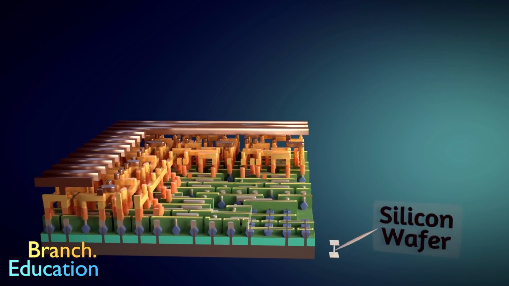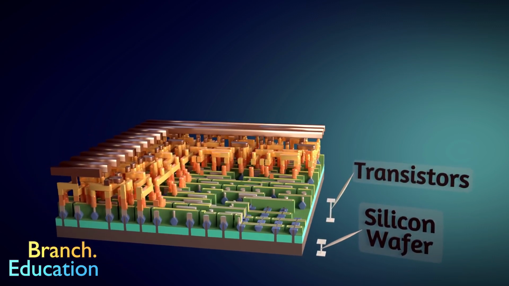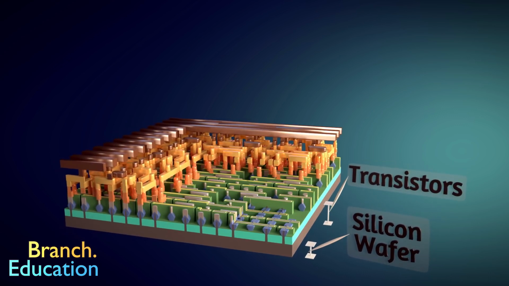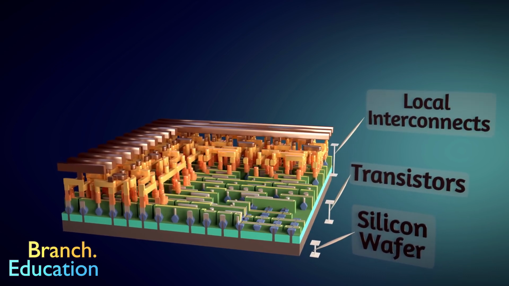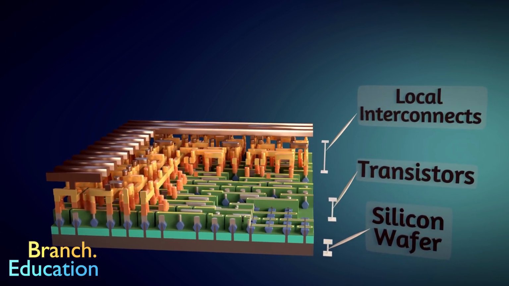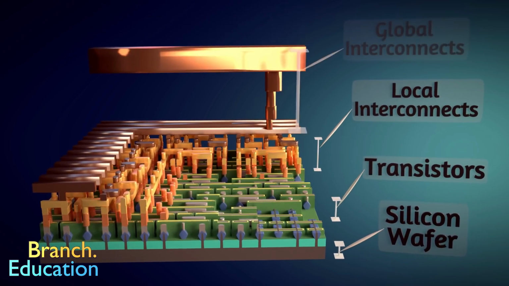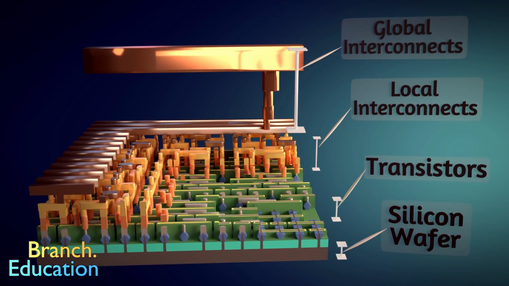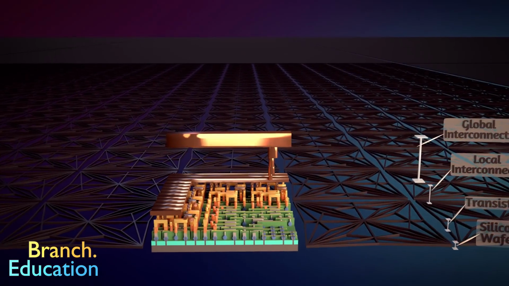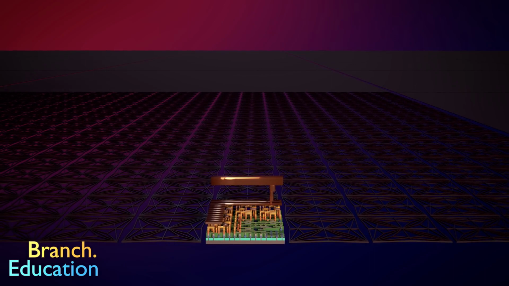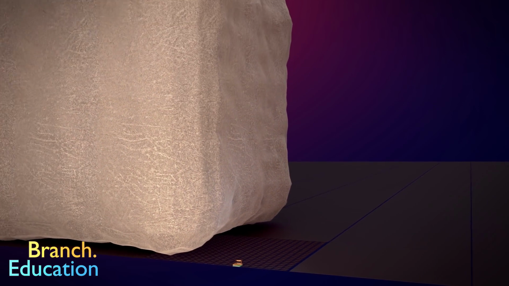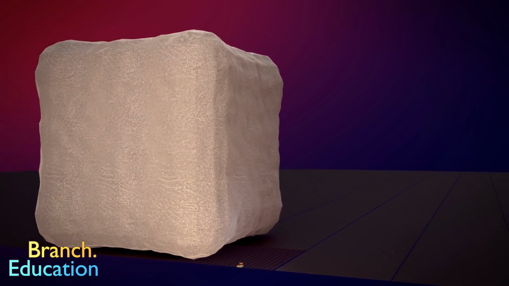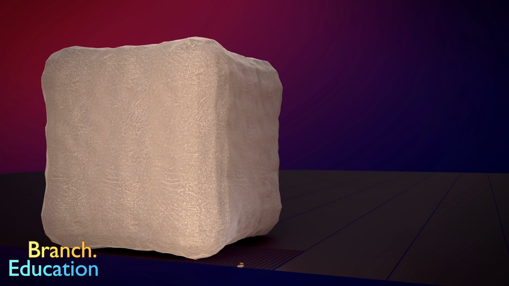On the bottom is the silicon wafer, and the billions of transistors are implanted and built into and on top of the silicon. On top of the layer of transistors are layers of local interconnects that connect transistors to one another. And then on top of that are the global interconnects that connect sections of transistors. This is just a small fraction of the entire SoC layout. Let's zoom out in order to get a sense of the size of these components. I'm sure you've heard that transistors are incredibly small, and, well, here's a single grain of fine table salt.